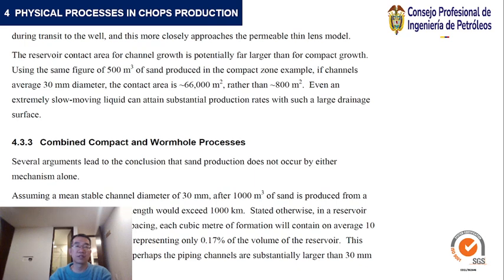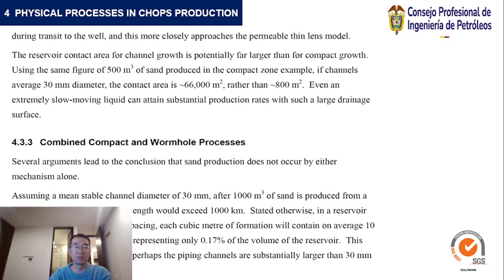Using the same figure of 500 of sand produced in the compact zone example, if channels average 30 diameter, the contact area is 66,000 rather than 800. Even an extremely slow-moving liquid can attain suspension production rates with such a large drainage surface.